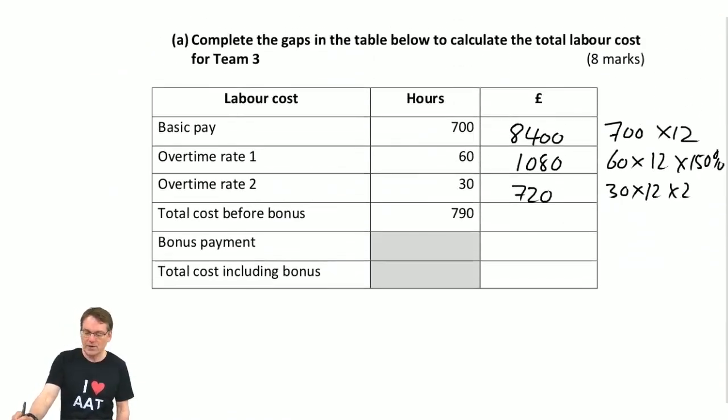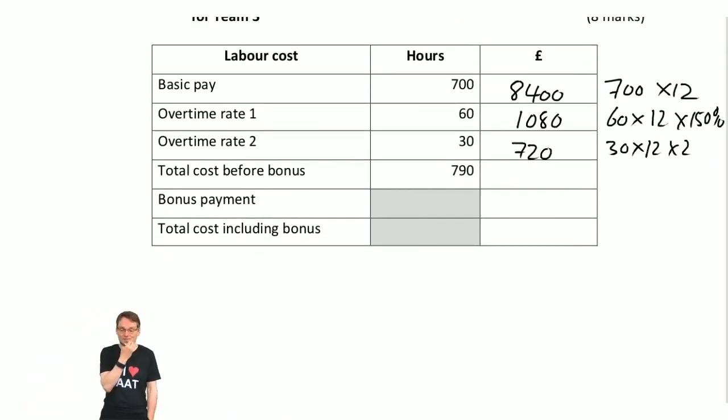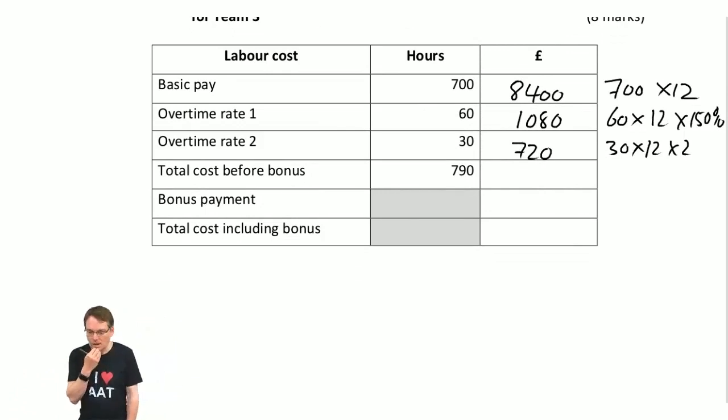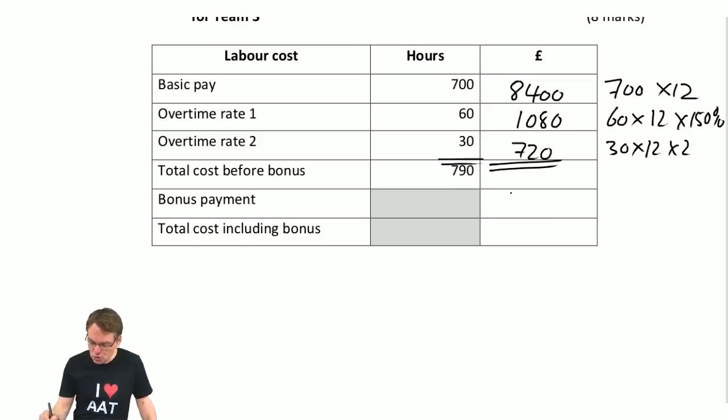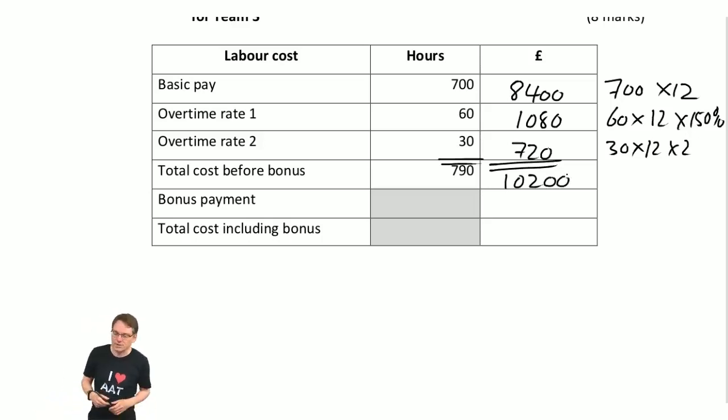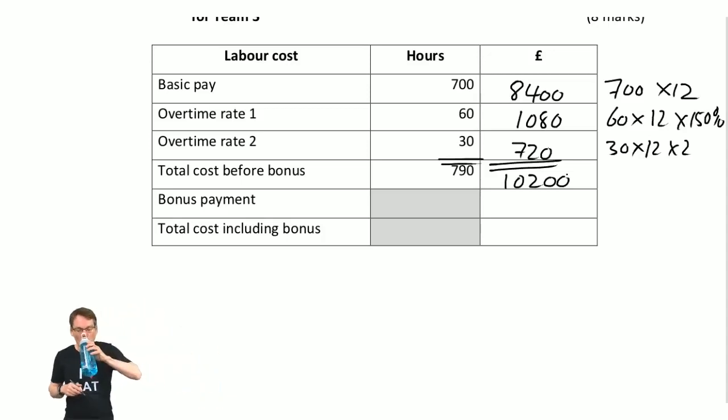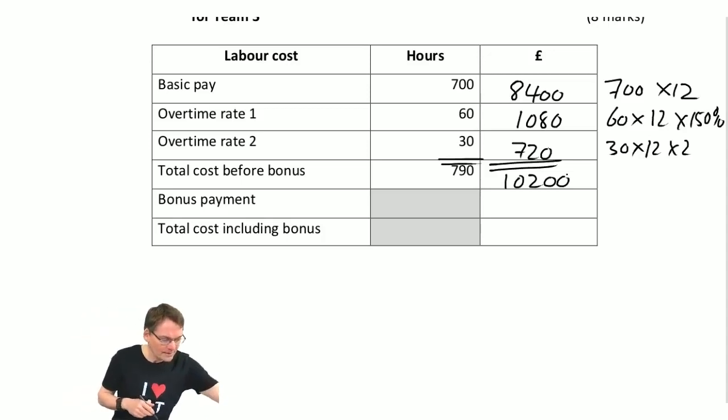But the answer we need is simply how much did they pay them. So we have got the total cost before the bonus, 8,400 plus 1,080 plus 720. That comes to 10,200. So that's the cost before the bonus that we've got there. Now we have the bonus payment.